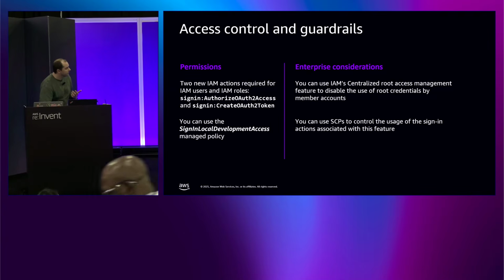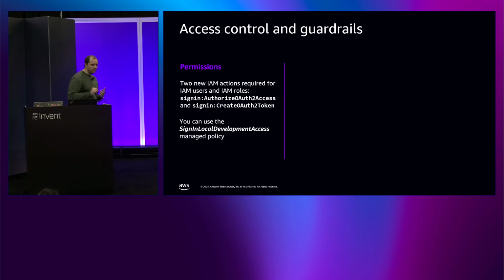Is it showing? Yep. OK. So we're going to need 2 additional permissions, the sign-in authorize OAuth 2 access and the sign-in create OAuth 2 token. If you have those permissions, then you can use the AWS login CLI and get an access token that is 15 minutes long. Now, if you don't want to add those permissions on every single principal manually, there's a managed policy for that. It's called sign-in local development access. Just attach that one to all of your principals, and they can start using the AWS login CLI.